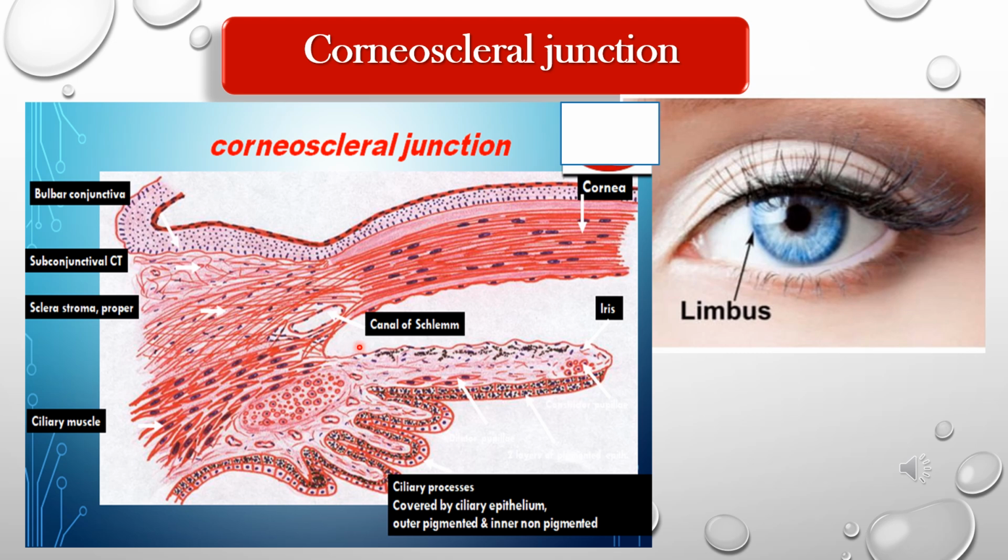The iridocorneal angle is the angle between the cornea and the iris. This is the angle between the cornea and the iris, the iridocorneal angle. It includes the spaces of Fontana present here. The spaces of Fontana in the iridocorneal angle.